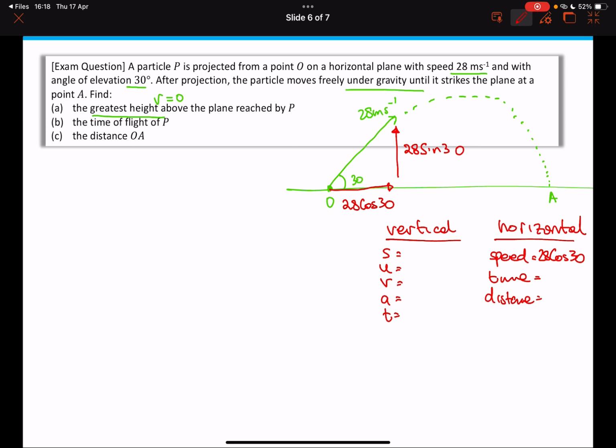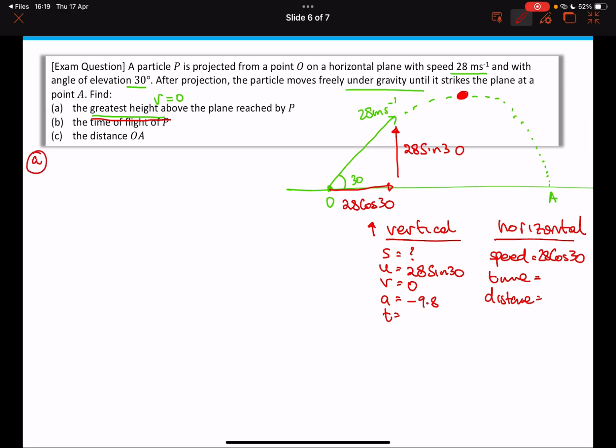So let's calculate this. I need to find out vertically the greatest height, when it reaches the greatest height. I'm not sure what that height will be, but that's what I'm trying to calculate. The initial speed, we know that's going to be 28 sin 30. Vertically, the final velocity will be equal to 0, because when an object reaches the greatest height, the vertical speed will be equal to 0. Acceleration, because we are traveling against the acceleration, will be negative 9.8. Essentially, you can also say that we're resolving upwards as positive. And my time from there, I'm not too sure what that will be.